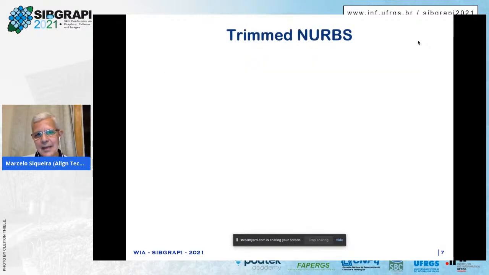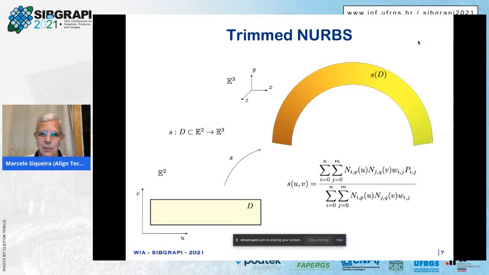Geometrically speaking, those faces are actually defined by what we learn in computer graphics courses. They are basically defined by non-uniform rational B-spline surfaces. So it's basically a parametrization of a rectangular domain that we see in the plane, taken to space by a rational polynomial function.